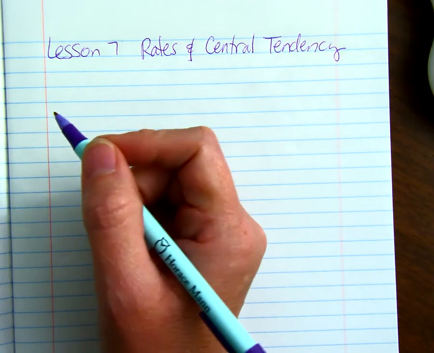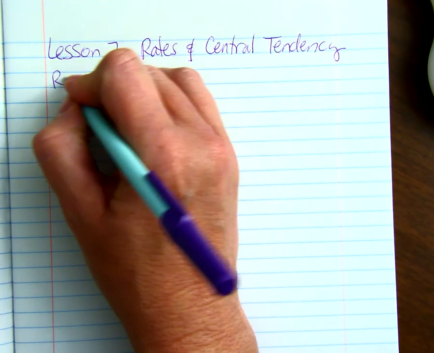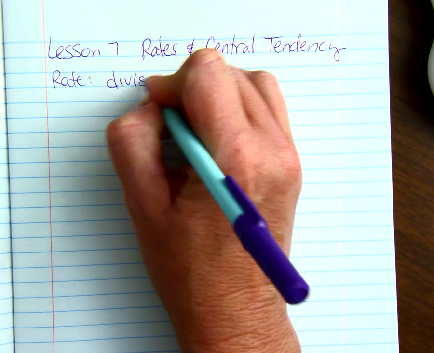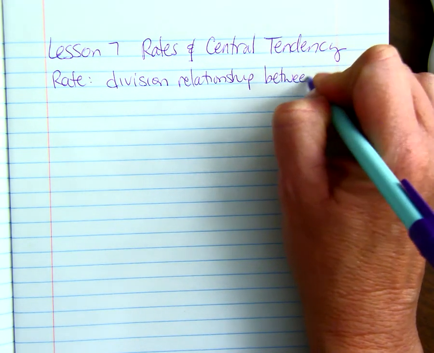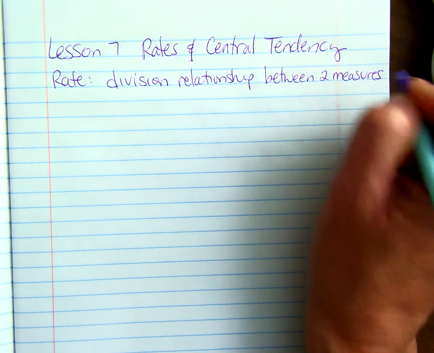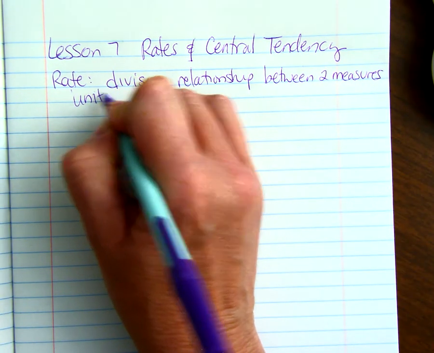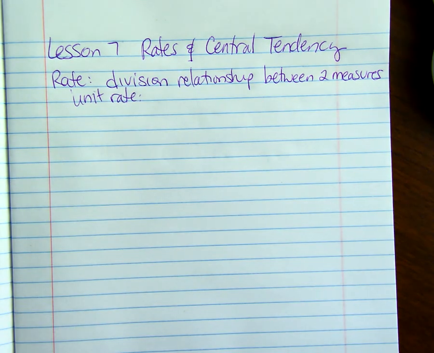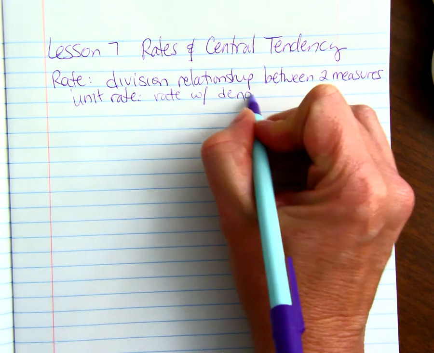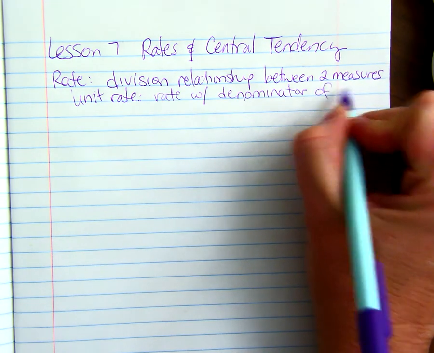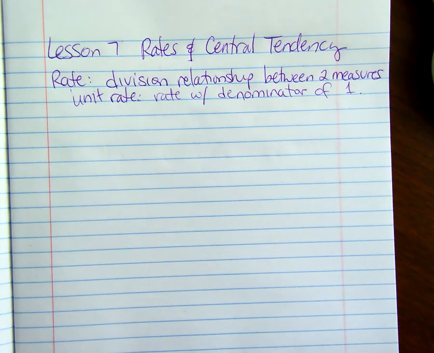So a rate is a division relationship between two measures. A unit rate is a specific type of rate with a denominator of 1. So the rate of the price of avocados right now is 99 cents per avocado. That would be a unit rate because it's per 1.